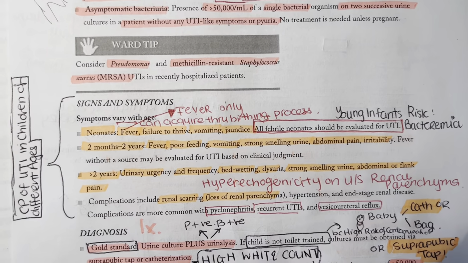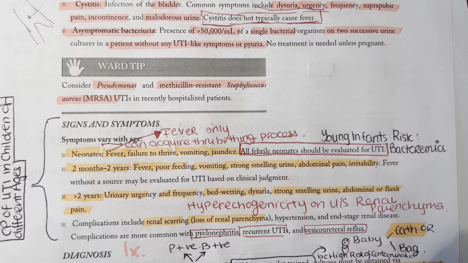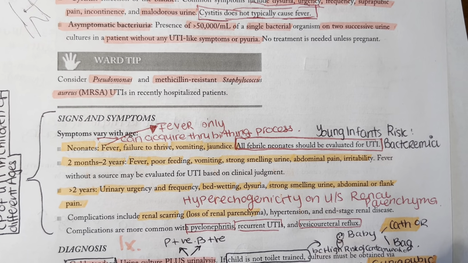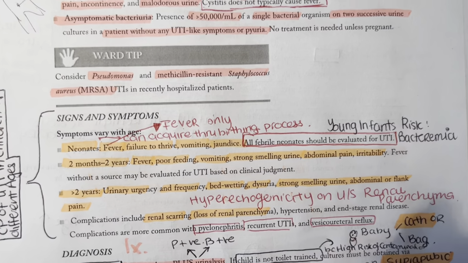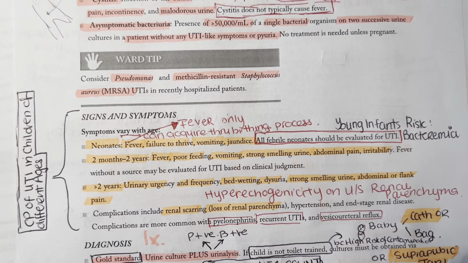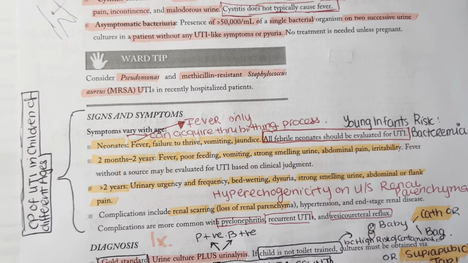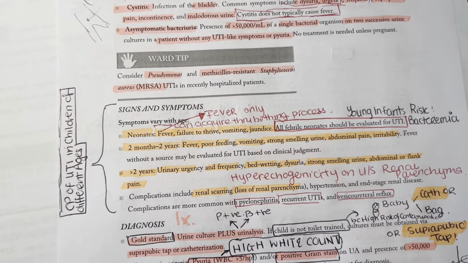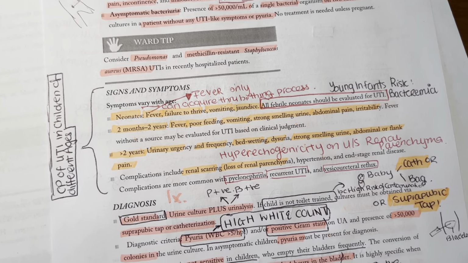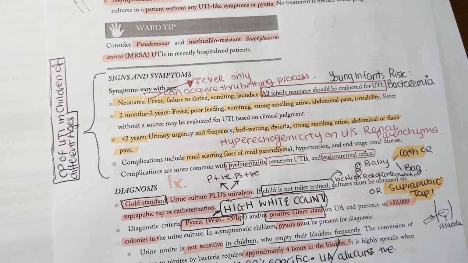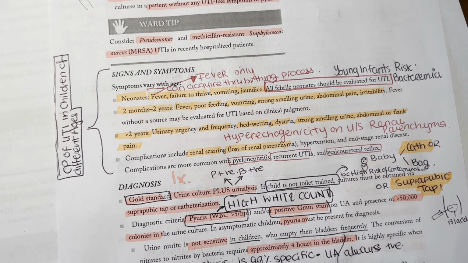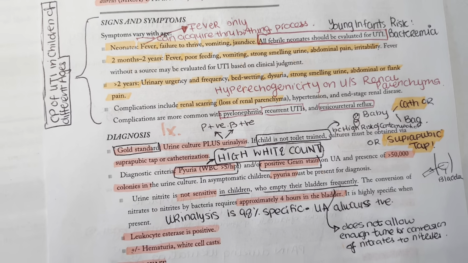Then you have asymptomatic bacteriuria. This is when you have colonies of more than 50,000 per ml of a single bacterial organism on 2 successive cultures with no fever, no UTI symptoms, nothing. So you don't treat this unless the patient is pregnant. And for patients who have just been recently hospitalized, consider methicillin-resistant Staph aureus or Pseudomonas.